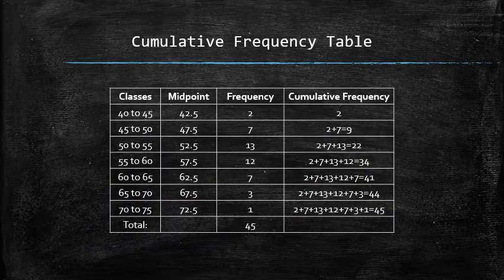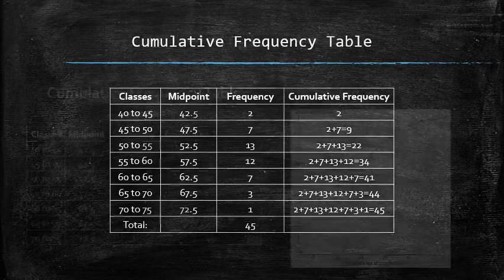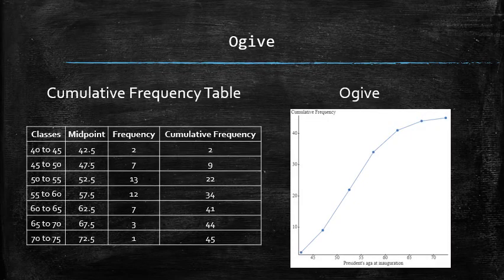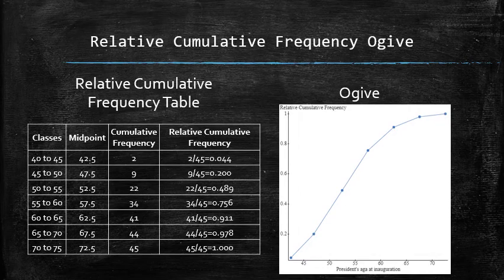Another common way to organize the data is to use a cumulative frequency. A cumulative frequency of a class is obtained by summing the frequencies of all classes representing values less than the upper limit of the given class. The last entry in the cumulative frequency column must be equal to the total number of observations. A cumulative frequency polygon that is constructed using the midpoints on the horizontal axis and the cumulative frequencies on the vertical axis is called an ogive. We can easily do the same with relative cumulative frequencies.